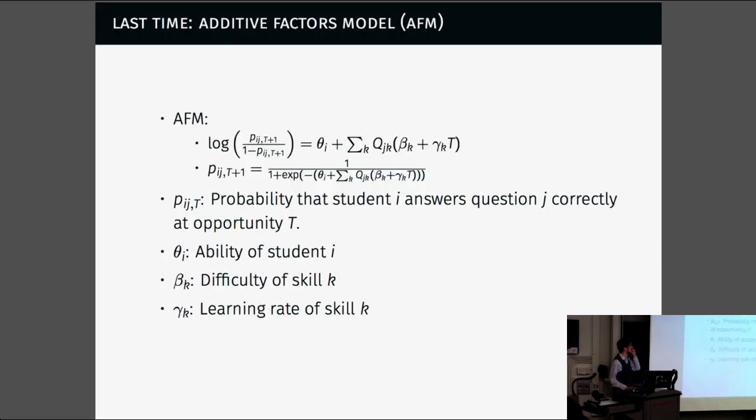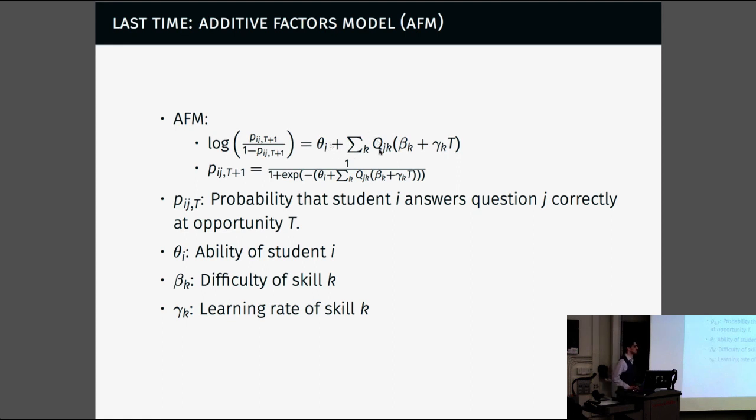As a reminder, last time we talked about the AFM, or additive factors model, which is a logistic regression model. And we saw how it has multiple parts. Theta sub i was the ability of the student. We're trying to measure a student's learning over time.